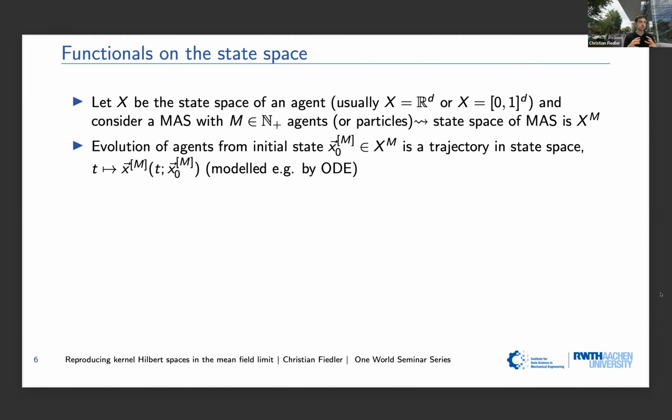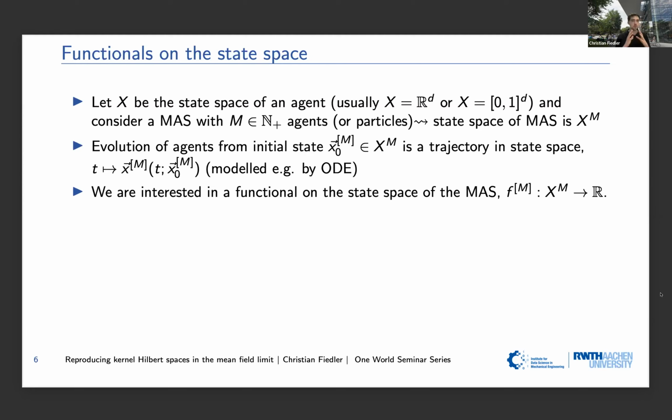Now, the evolution of agents from a given initial state, assuming deterministic dynamics for simplicity, is nothing else than a trajectory in the state space. And this, for example, can be modeled using an ODE. Now, we are interested in functionals on the state space of this multi-agent system, which formally is nothing else than a scalar function on the state space, and it can be interpreted as a certain feature of the multi-agent system in a given state.